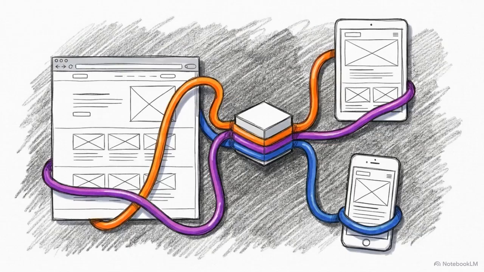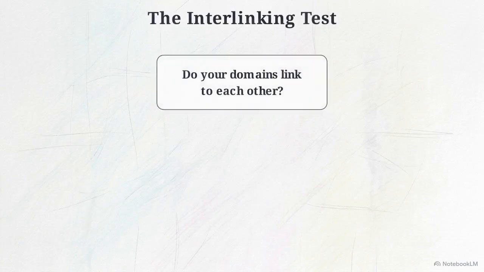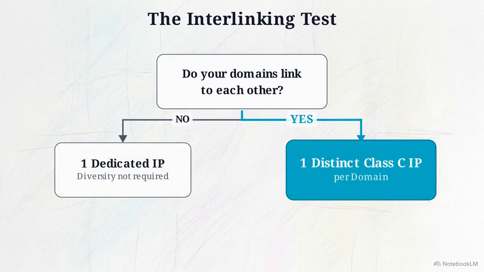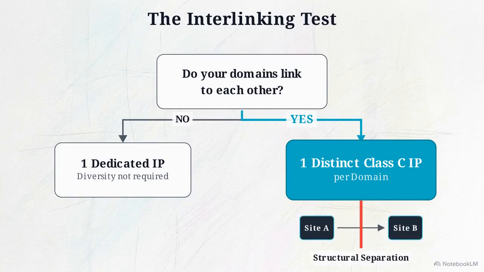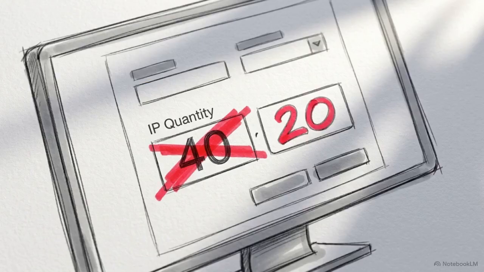But if your strategy relies on those properties pointing to one another, to pass link signals, the math changes entirely. This flowchart illustrates the interlinking test. For sites that connect, you must purchase exactly one diverse Class C IP for every interlinking domain. This ensures the signals remain structurally separate. Taking 3 minutes to map out which of your domains actually link to each other removes all the guesswork. In practice, operators routinely cut their proposed infrastructure orders in half once they realize most of their sites operate independently.